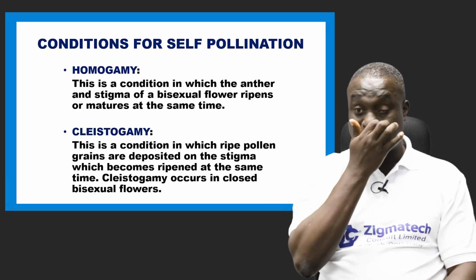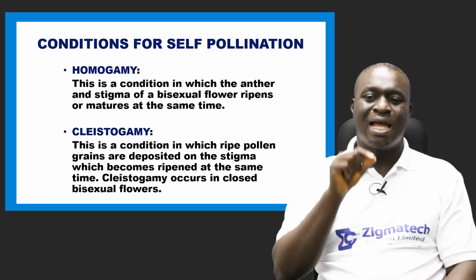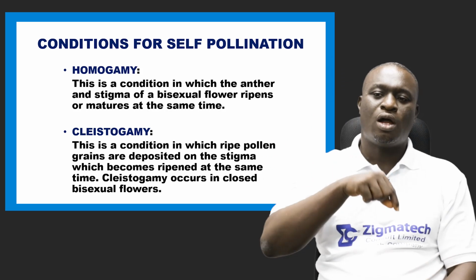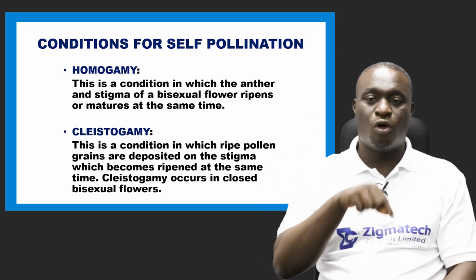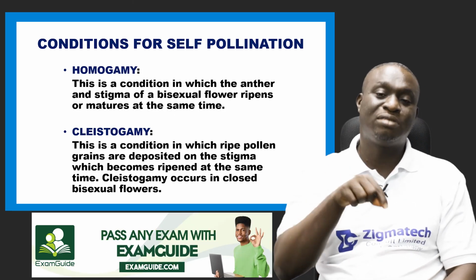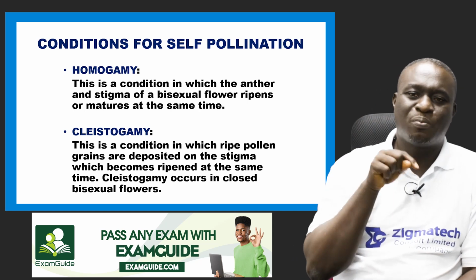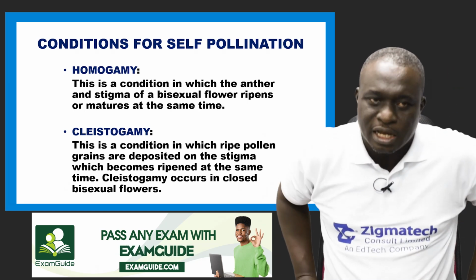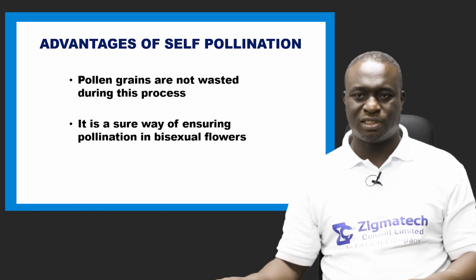I repeat, it is actually a condition in which ripe pollen grains are deposited on the stigma, which becomes ripened or mature at the same time. So cleistogamy occurs mostly in closed bisexual flowers.